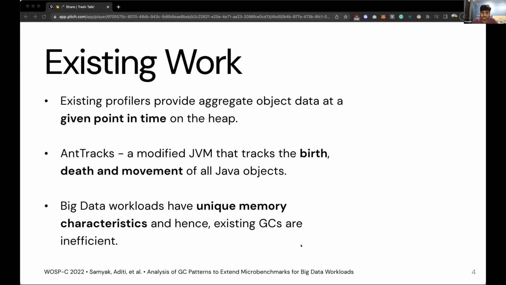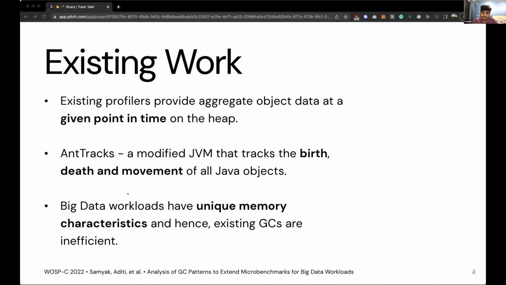So we explored something called Antrax, which is a modified Java 8 virtual machine, which tracks objects throughout the lifecycle of a Java application. It tracks the birth, the death, and most importantly, the movement of objects through the heap.